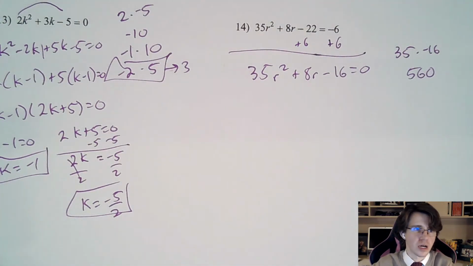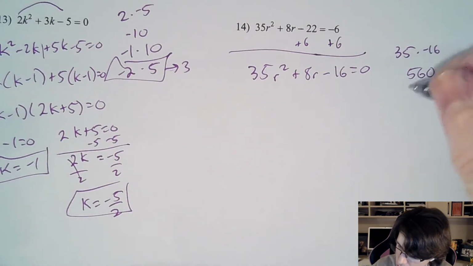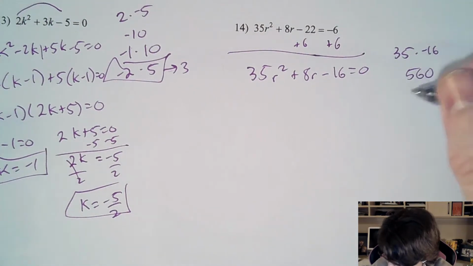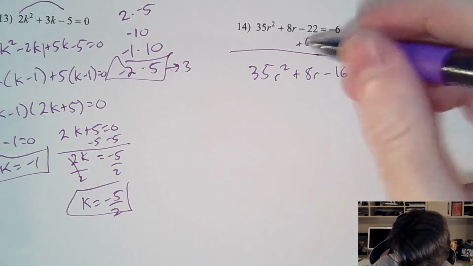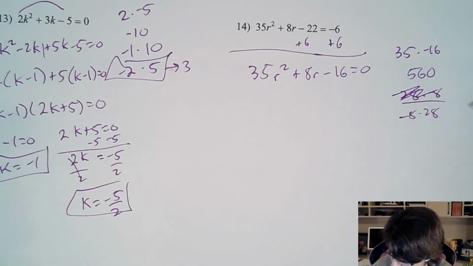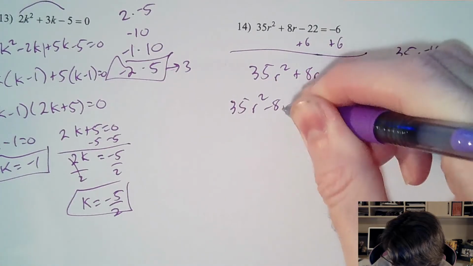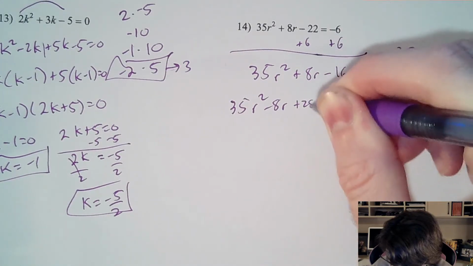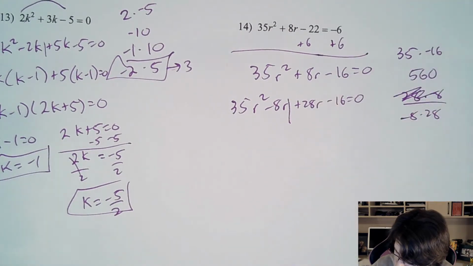All right. So let's move on. Doing the actual work for it here. The numbers that would end up working for you are going to be positive 28 and negative 8. Those are the two that end up working. You might have written negative 8 and positive 28. Actually, that makes more sense the way I taught it in class. So 35r squared minus 8r plus 28r minus 16 equals 0. Divide down the middle.